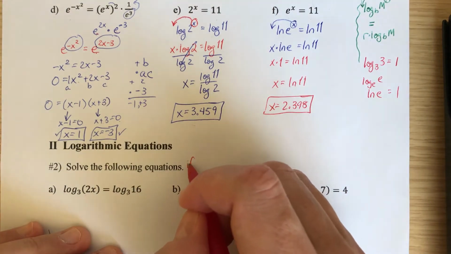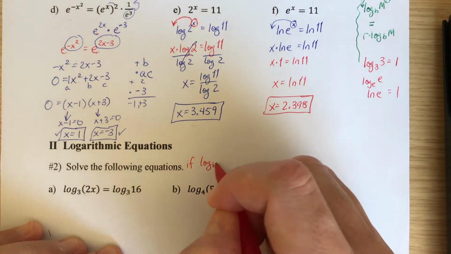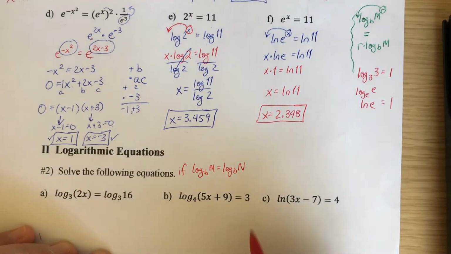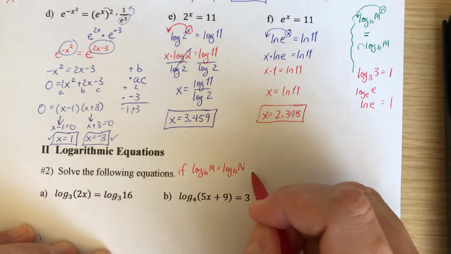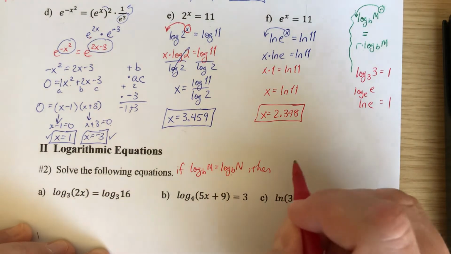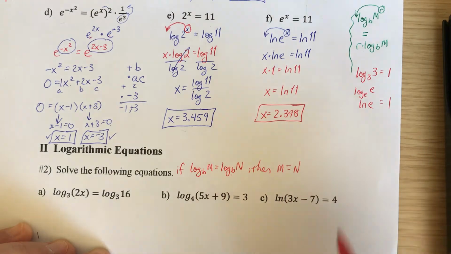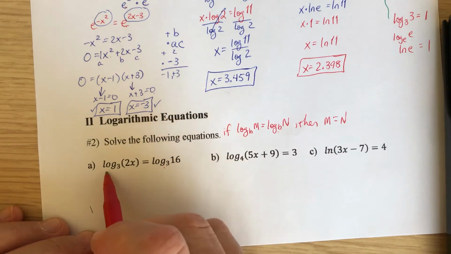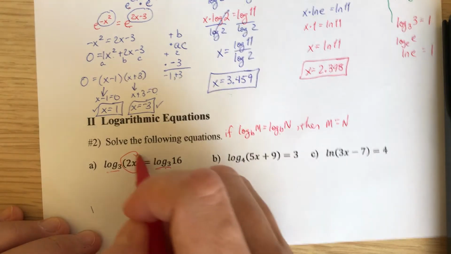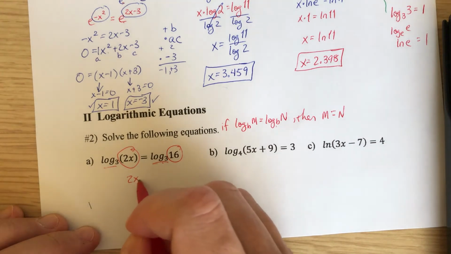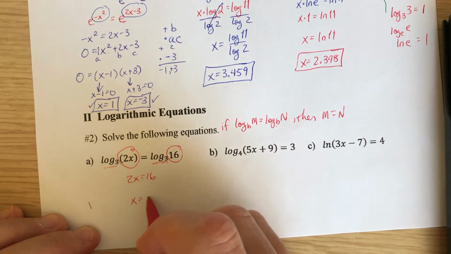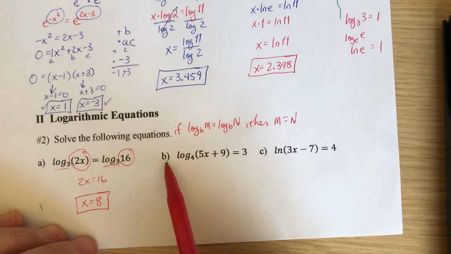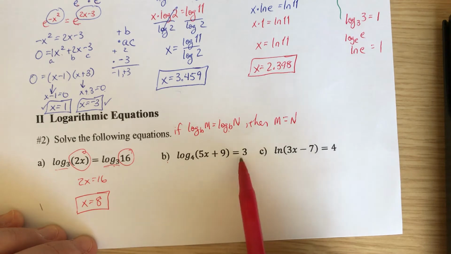So if the log base b of m is equal to the log base b of n, so if we have the same base, then that means that m has to be equal to n. So in part A here, well, log base 3, log base 3. So that means that this and this have to be the same. 2x is equal to 16. Divide by 2, and x is 8. Now, in part B, we don't have that. We don't have a log on the right side.